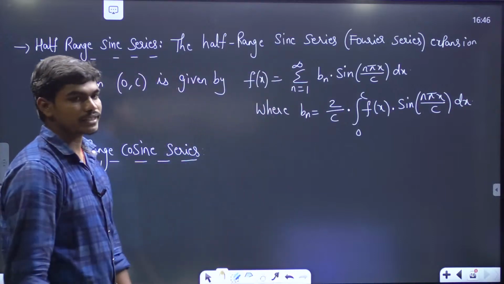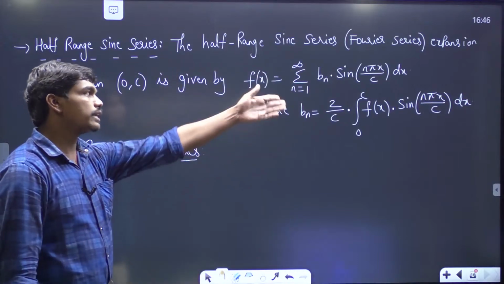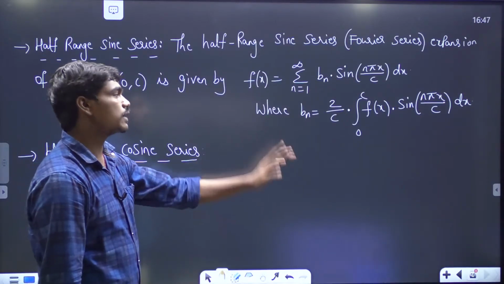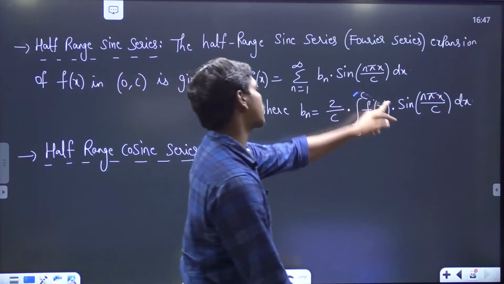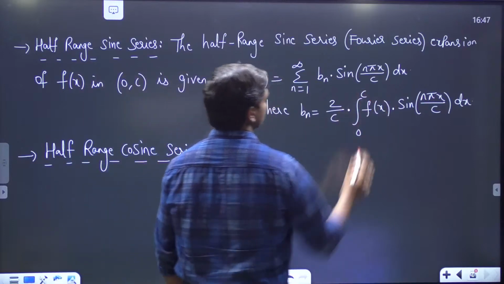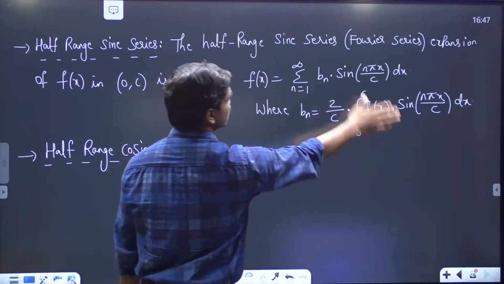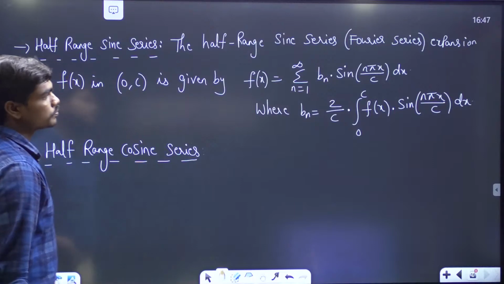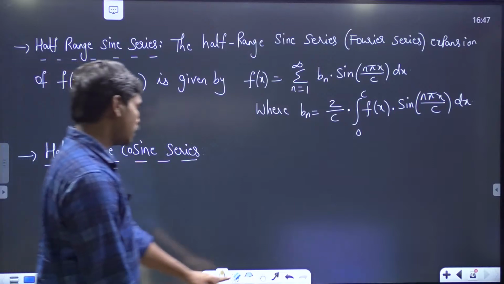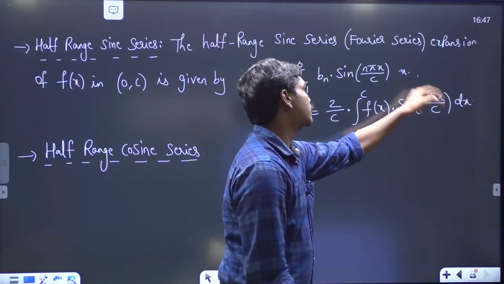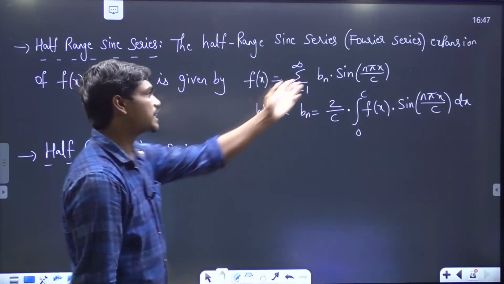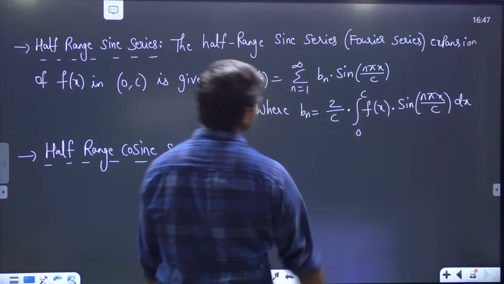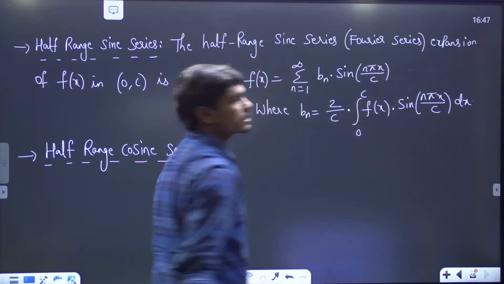So bn is basically 2 by c into integral 0 to c f of x into sin n pi x by c dx, and for this we have a big derivation which I am not going to deal with, but I want you to understand this formula. You need to identify how to calculate this bn. If you know this bn, you can get this expansion. Acha, dx is here actually, not here. Thank you Shankar. Here we have integration, so there is dx, but since this is just an expansion, we don't have any dx here.